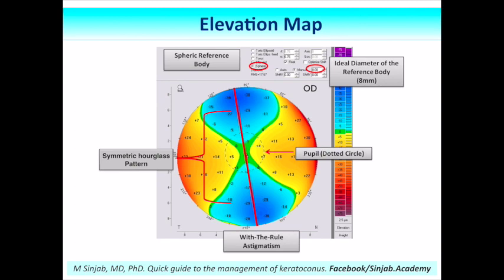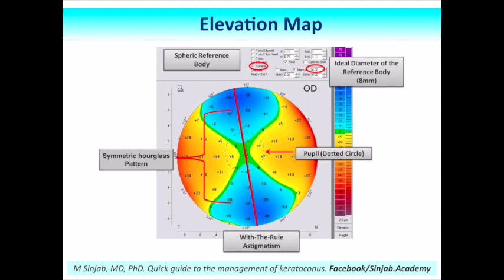Now, this is the shape of a normal cornea using the spherical reference surface. We should pay attention to the diameter of this reference body. It should be 8 millimeters as a standard, and the normal shape is the symmetric hourglass pattern. Now, the symmetric hourglass pattern, when it is vertically oriented, represents with the rule astigmatism.